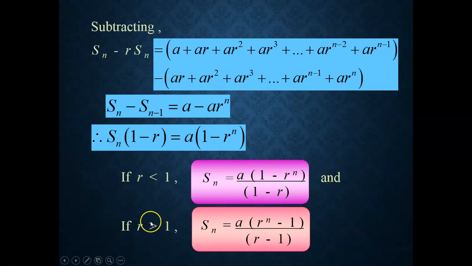And if R is more than 1, it is A times R power n minus 1, over R minus 1. So the difference is that when R is less than 1, the 1 comes first, then the R. When R is more than 1, the R comes first, then the 1. This is to avoid negative sums. Okay, we don't want negative sums.